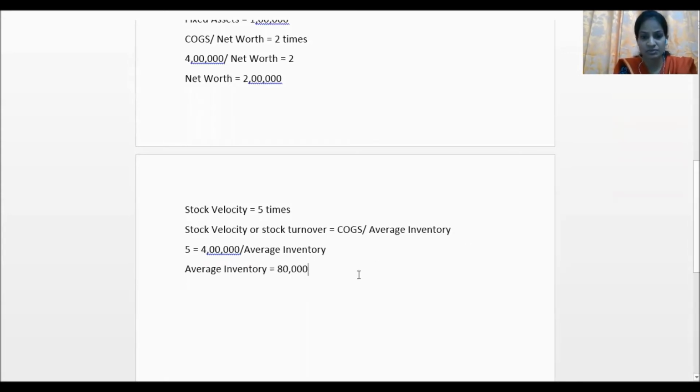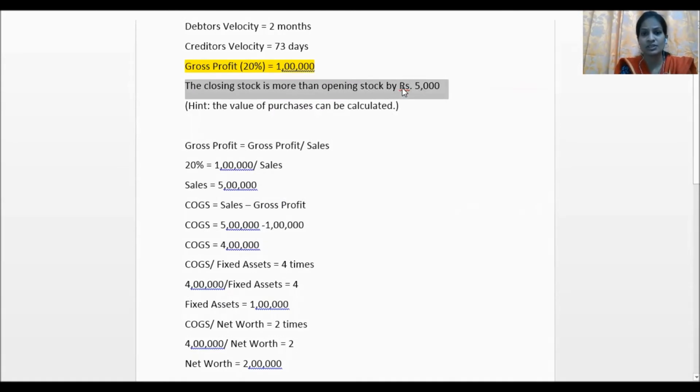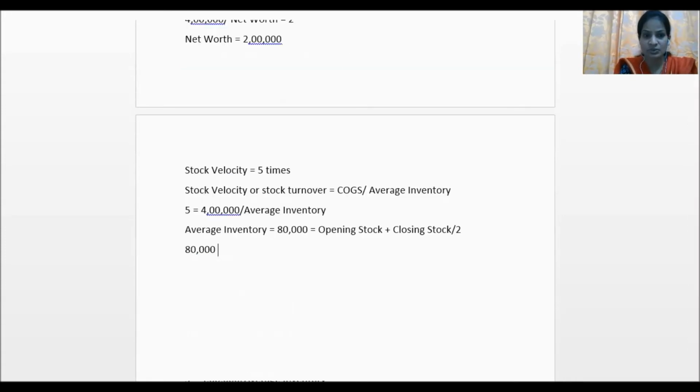How do we find out average inventory? I'm just writing it here itself. Opening stock plus closing stock divided by 2. Now this amount is available, but we don't know this one also, this one also. But what we know is that your closing stock is more than opening stock by 5,000. Now for this, if we prepare an equation, 80,000 equals opening stock, we are considering as X, plus closing stock, which will be more than opening stock by 5,000. So I'm going to add 5,000 more in the closing stock.